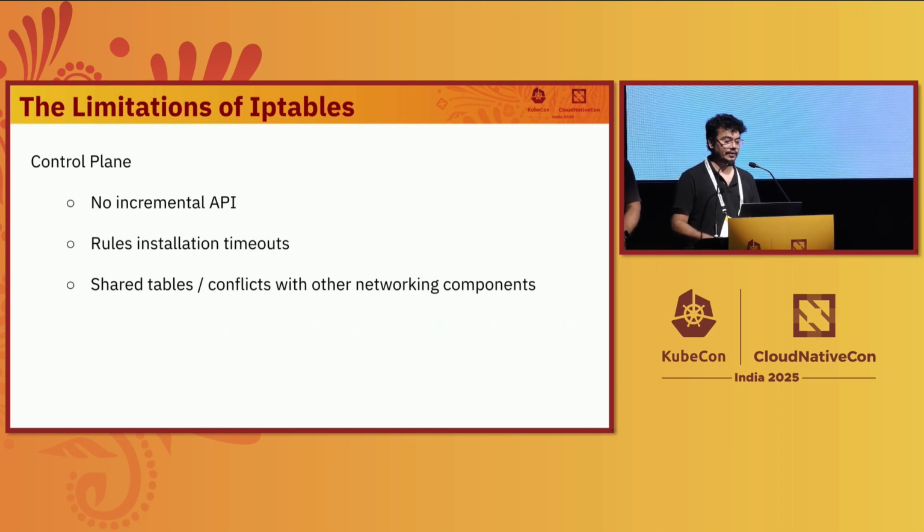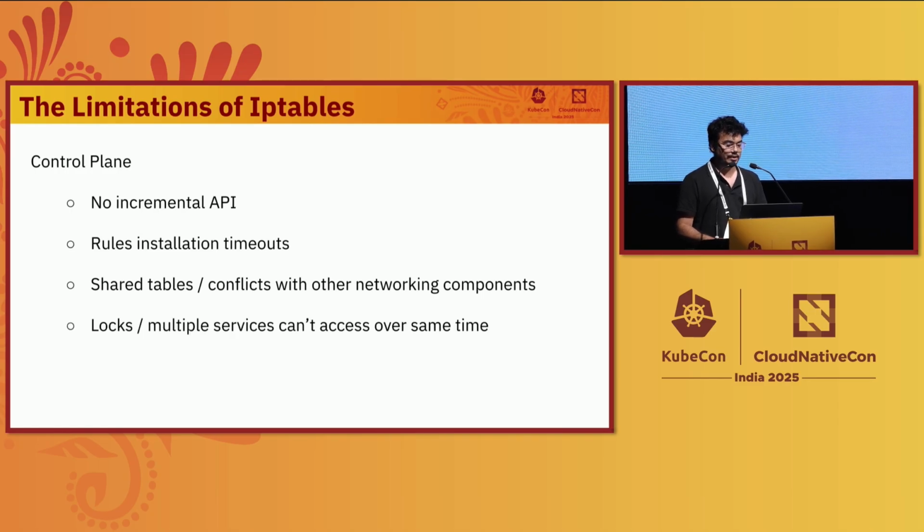Next, shared tables and conflicts with other networking components. As we know, kube-proxy itself needs to work with networking components like CNI plugins such as Antrea and Calico, and they create rules for that too. There are some tables in IPTables, like the nat table and the filter table. Antrea and Calico try to make sure their rules are deployed at top priority, so that creates a conflict over which networking policy gets prioritized.